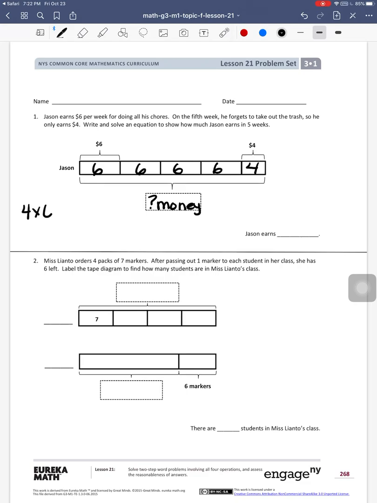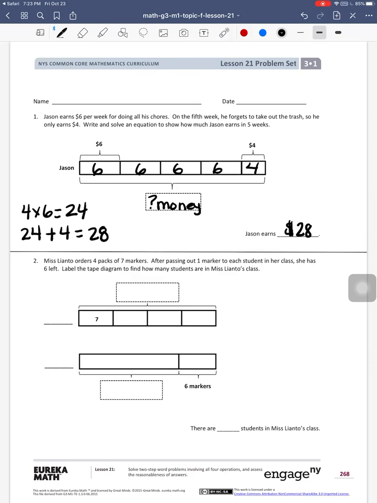So we have 4 weeks where he earned $6. So 4 times 6 equals 24. Now he has that 1 week where he earned $4, so we have to add 24 plus 4 for that 1 week. So 24 plus 4 equals 28. So Jason earned $28.